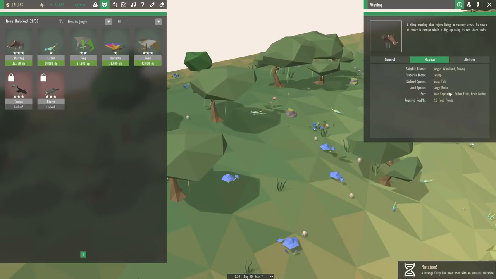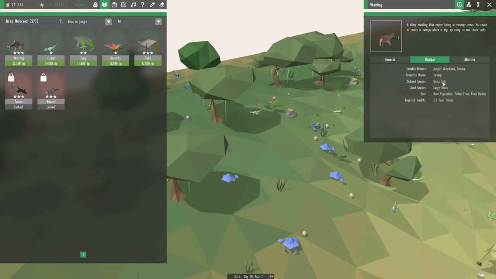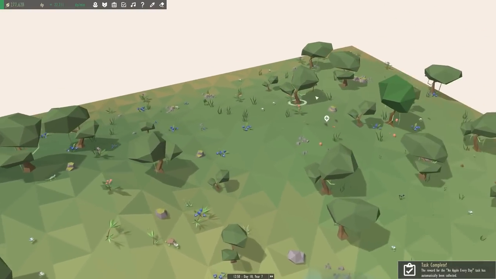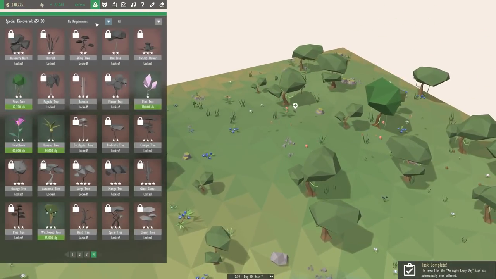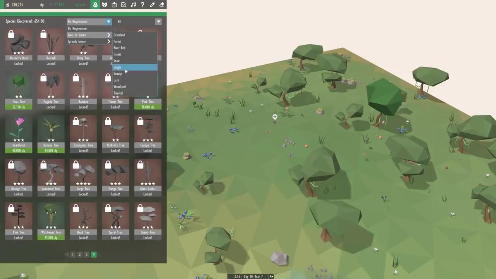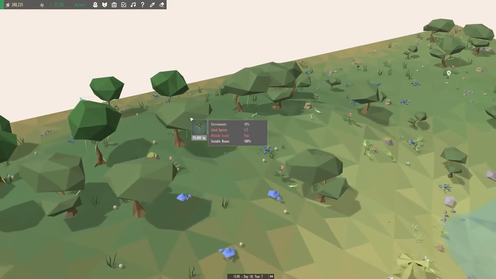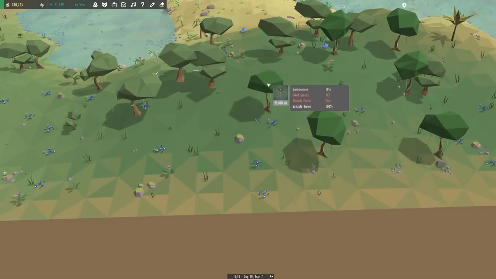It likes large rocks. It doesn't like grass tufts. And it likes root vegetables, fallen fruit, and fruit bushes. Well, we need more fruit if that's what we're gonna do. So I think we need more witchwood trees then. So lives in jungle. Because these, oh my gosh, they're so expensive. Holy doodle cows.